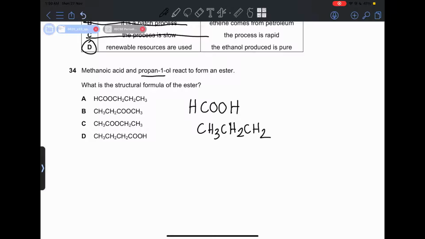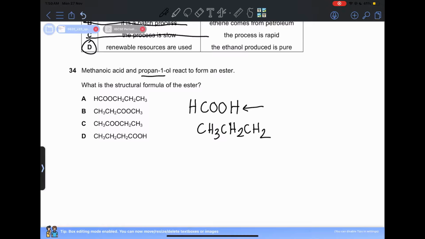34. Methanoic acid and propanol react to form an ester. What is the structural formula of the ester? Over here, the first formula that I've written down is for the methanoic acid, and the second one is for the propanol. And we can see in A that both of these formulas are present. So our answer is going to be A.